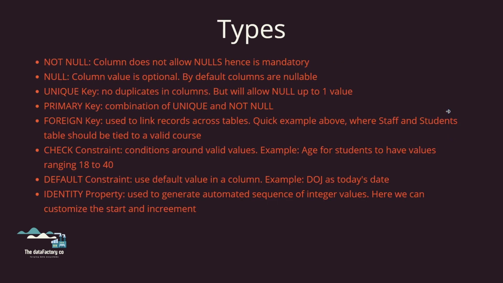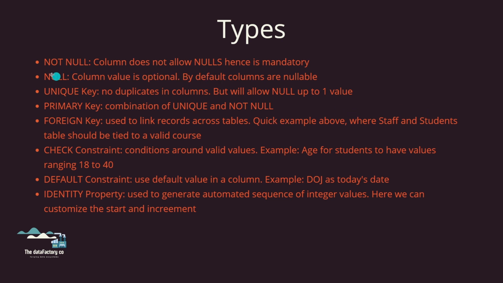Let's discuss the types of constraints. First and foremost, we have not null, second null, third unique, fourth primary key, fifth foreign key, then we have check constraint, default and identity. Coming to the first one, that is not null. These are columns where we do not want to allow nulls. Hence, it is a mandatory one.